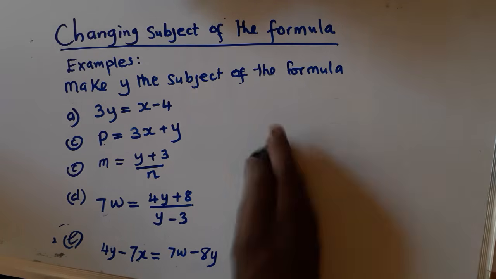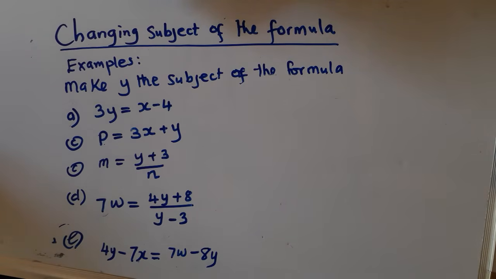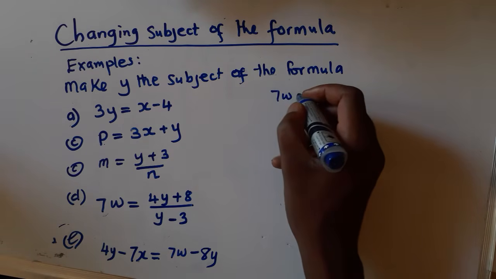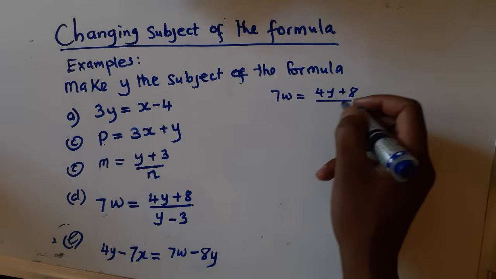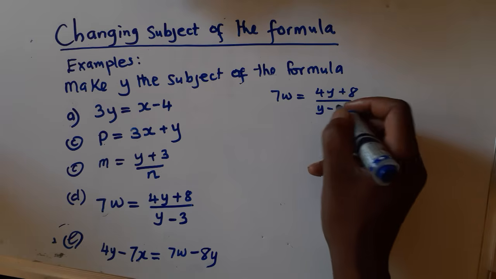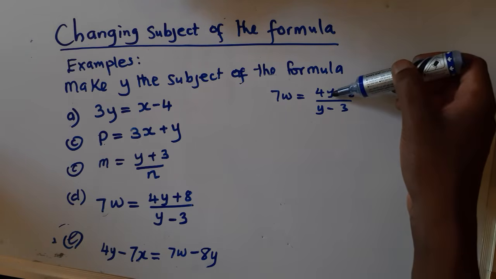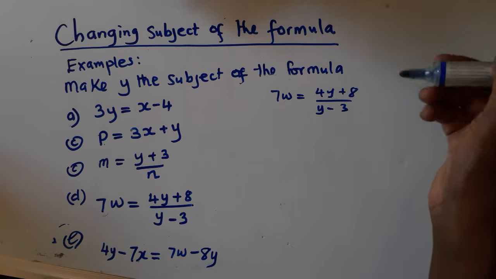So we go to the next one, which is 7w is equals to 4y plus 8 over y minus 3. So when you look at this one, we have got two y's. We have y here and we also have y here. How do we make y the subject of the formula?